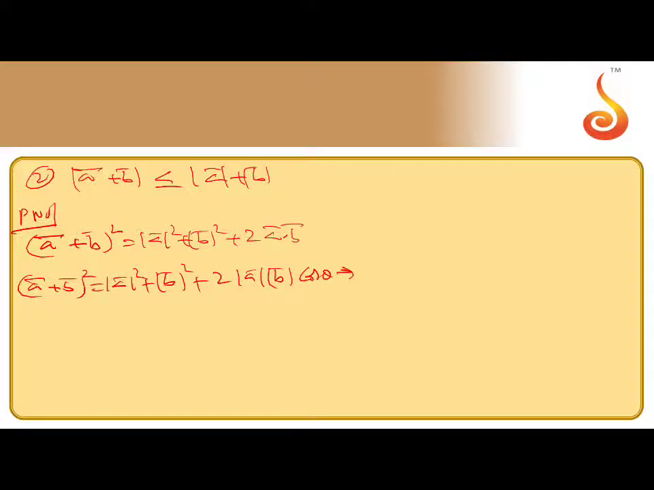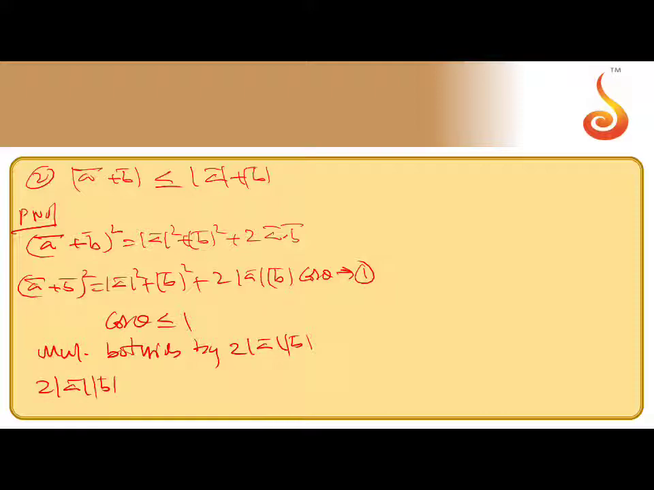Just take it as equation 1, hold it. Now cos theta is also less than or equal to 1. So we multiply both sides by 2 times magnitude of a into magnitude of b. Then 2 times magnitude of a into magnitude of b cos theta is less than or equal to 2 times magnitude of a into magnitude of b. Later, in equation 1, we have 2 times magnitude of a magnitude of b cos theta plus modulus a square plus modulus b square.